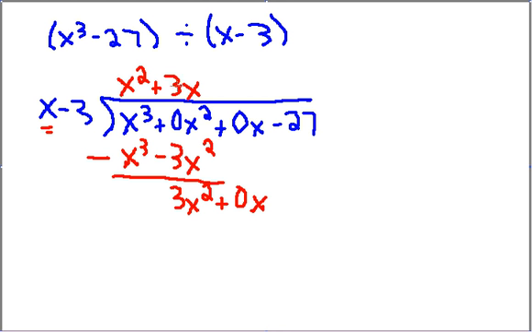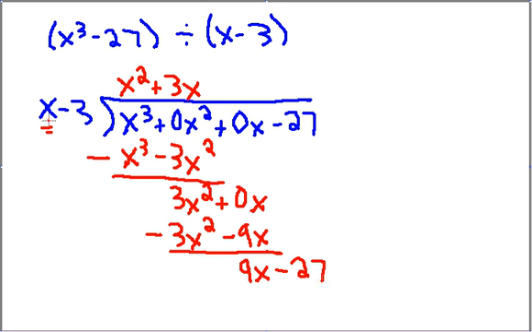Now we're going to take this 3x and multiply it by each of the terms of our divisor here. What is 3x times x? Well, 3x times x is 3x squared. What is 3x times a minus 3? Well, that would be minus 9x. Now we take these and subtract. 3x squared minus 3x squared is 0, and 0x minus a minus 9x is a plus 9x, or a positive 9x. With this done, we now bring down our last term, which is 27.